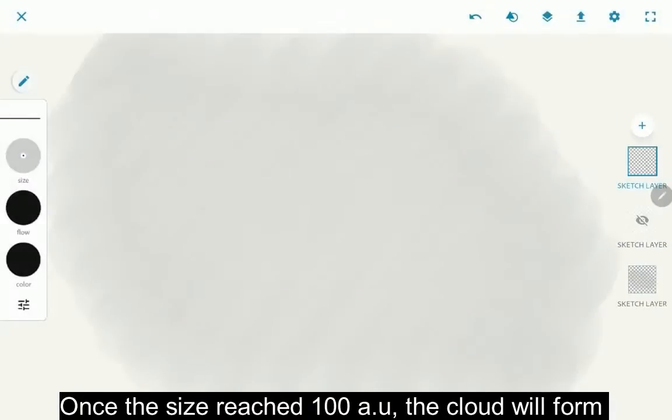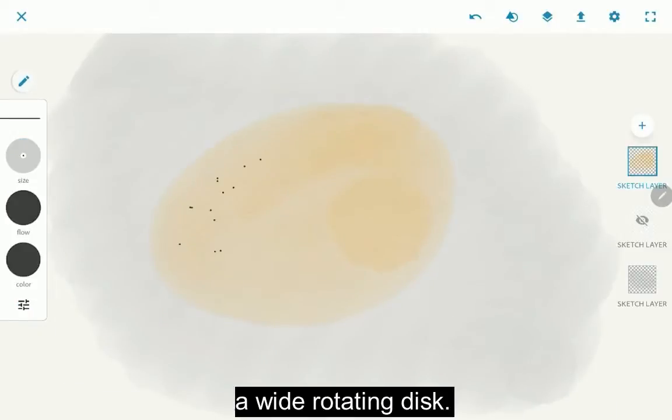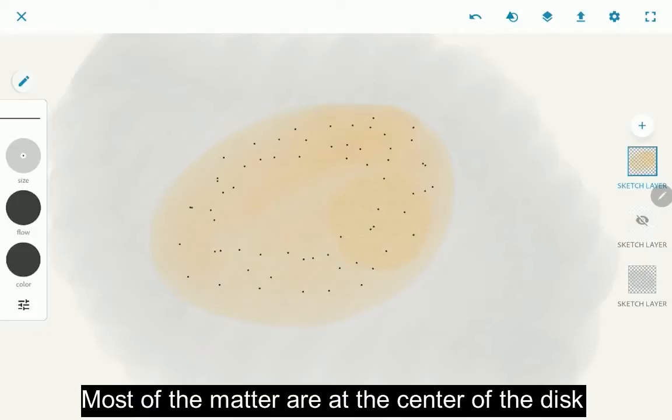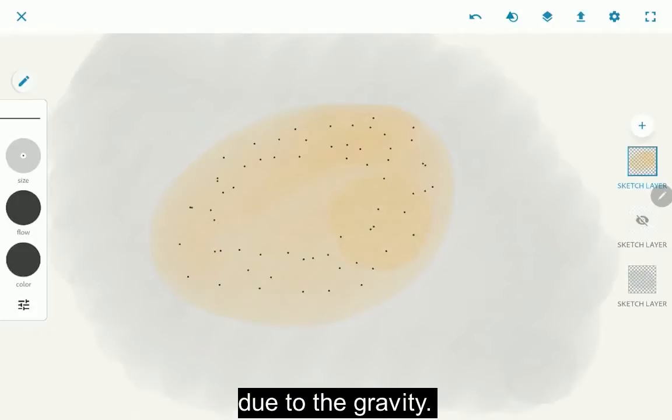Once the size reaches 100 astronomical units, the cloud will form a rotating disk. The rotation is due to the momentum from the galaxy. Most of the matter is at the center of the disk due to the gravity.